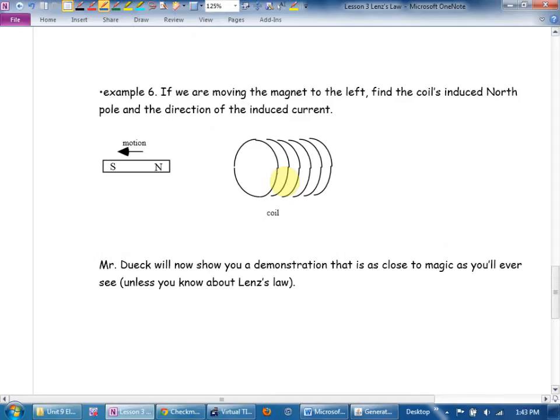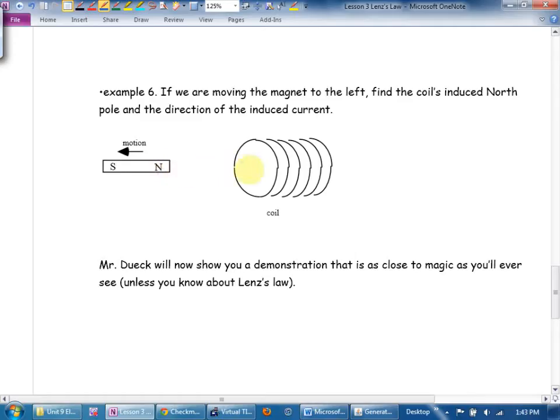Example six. If we are moving this magnet to the left. Find the coil's induced north pole and the direction of the induced current. So let's look at the pole that's closest to the coil, this guy. Is it north or south? North. And which way is it moving, left or right? Left. What would resist right there? What would resist this north pole moving away from it?